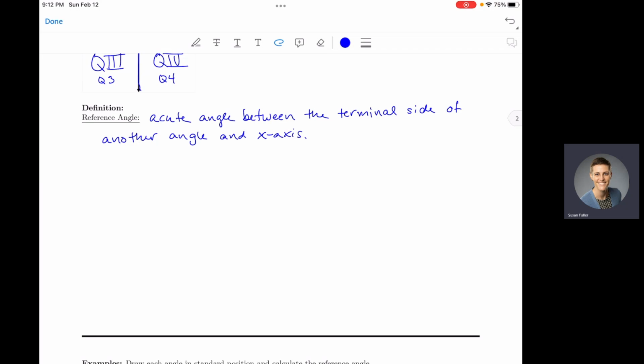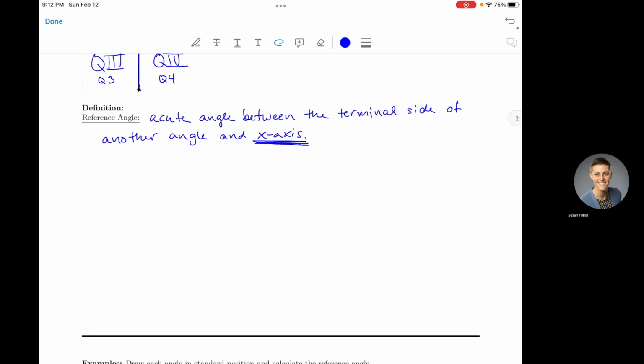Now, the fact that this is the x-axis is hugely, hugely important here. We will always come back to the x-axis. The x-axis is our home base. The y-axis will not be used as a home base. It's always going to come back to the x-axis. I cannot emphasize that enough.